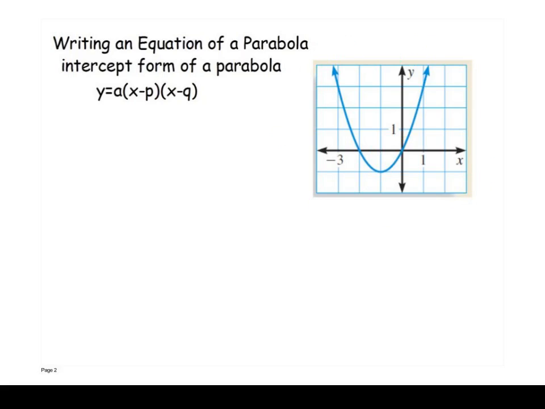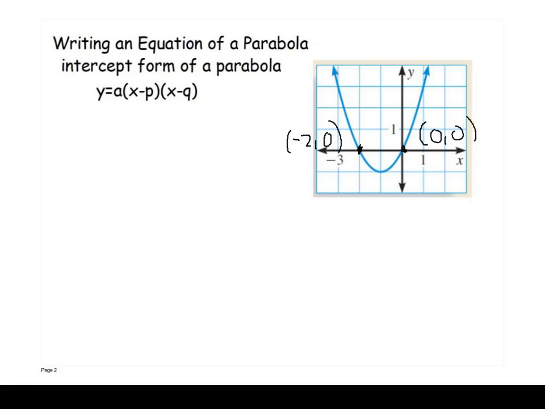So the first thing I want to do is find my P and my Q values, and those are determined by our x-intercepts. So we look here, our x-intercepts cross the x-axis, so it's these 2 points, and they are located at (0, 0) and (-2, 0).